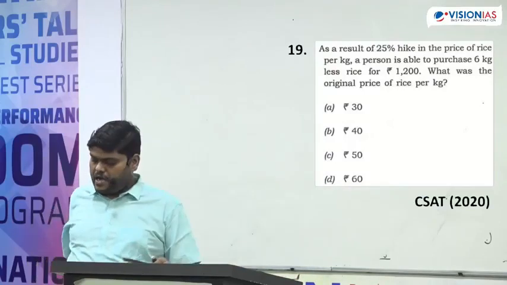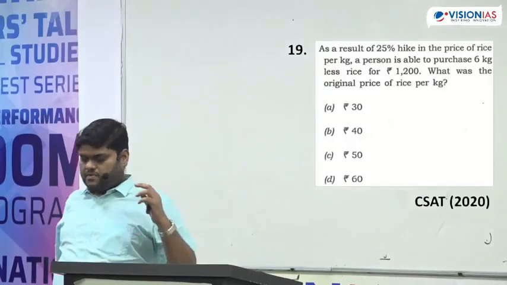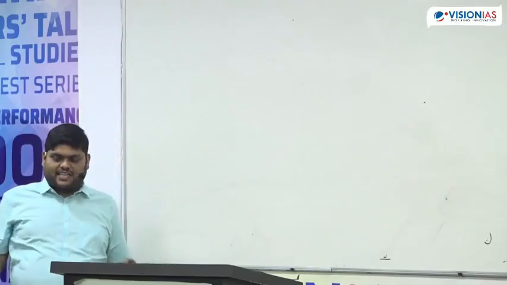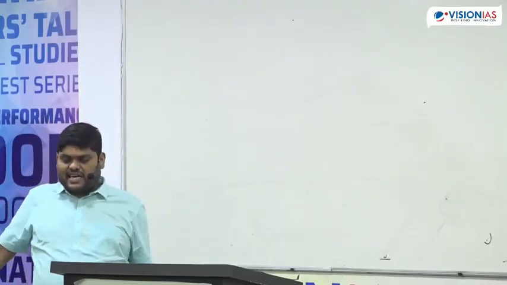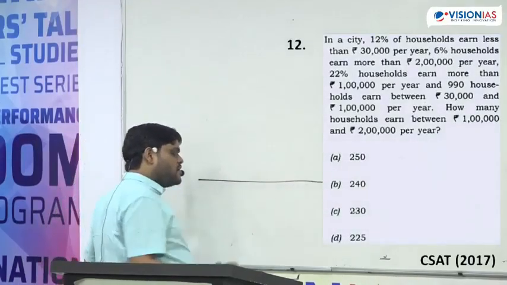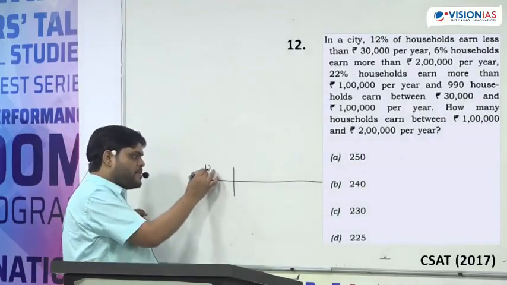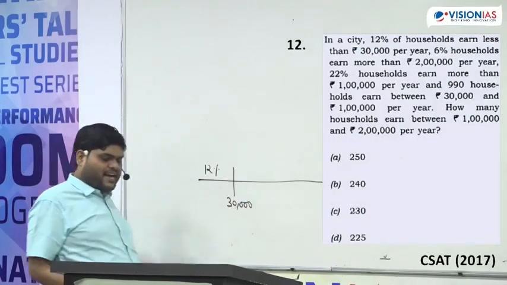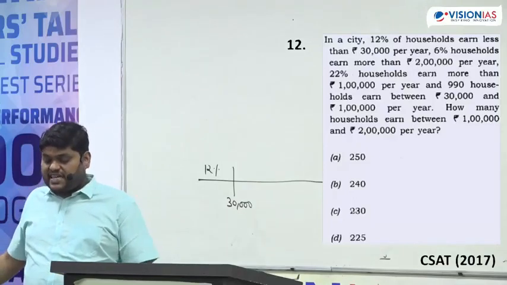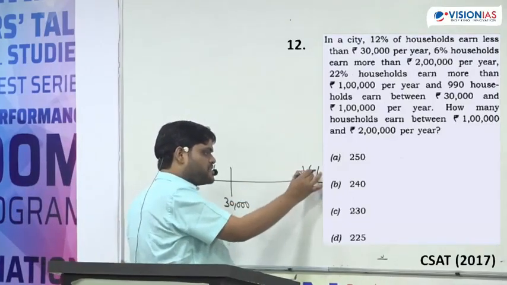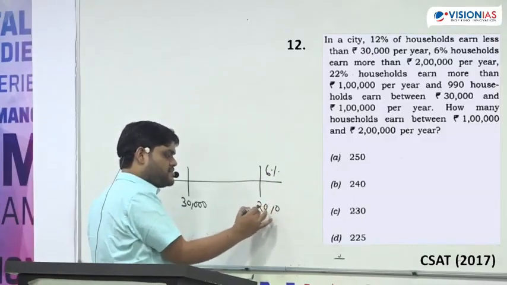Okay. Now question number 12. Again some student has doubt there. Let me take that. The question is, in a city 12%, where students are making mistake. The statement is 12% earn less than 30,000. Okay. Now it is given that 6% earn more than 2 lakh.